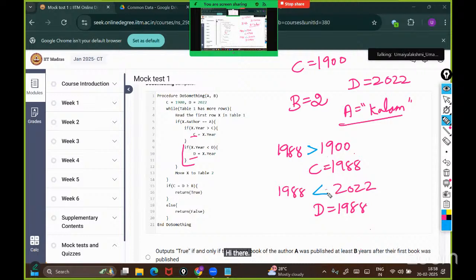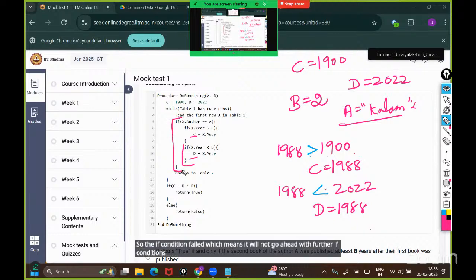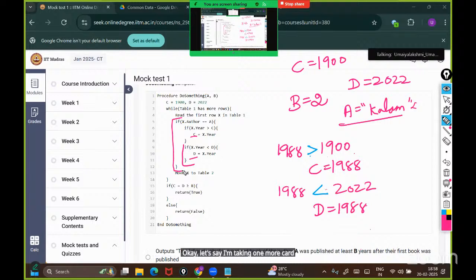I hope this will clarify now, right? This is the greater than and this is the less than symbol. I'll be moving ahead with the next card. Let's say the next card is not of Kalam. So the if condition failed, which means it will not go ahead with the further if conditions. Only if it is the same author do I have to check the year. Let's say I'm taking one more card which has the value 2024.